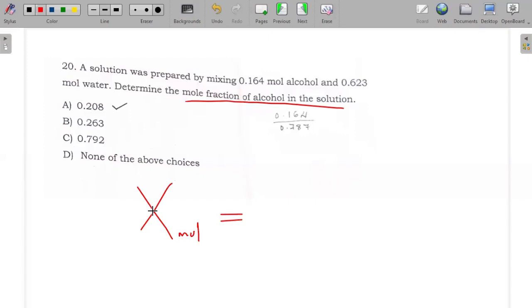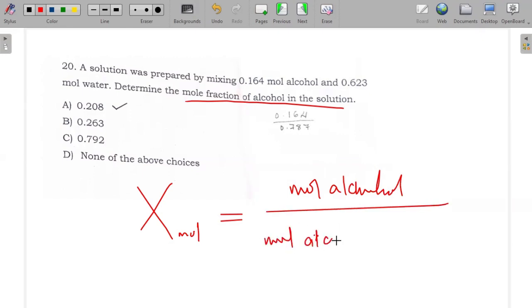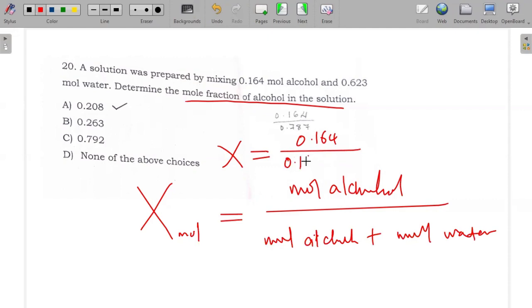Since we are finding the mole fraction of the alcohol, it's going to be the moles of the alcohol in the numerator, divided by the moles of the alcohol plus the moles of the water. So this is the formula that we are going to use. If they asked you to find the mole fraction of the water, then you would have put water on top here. So X is equal to the moles of the alcohol, 0.164, divided by the same moles plus the moles of water, which is 0.623.